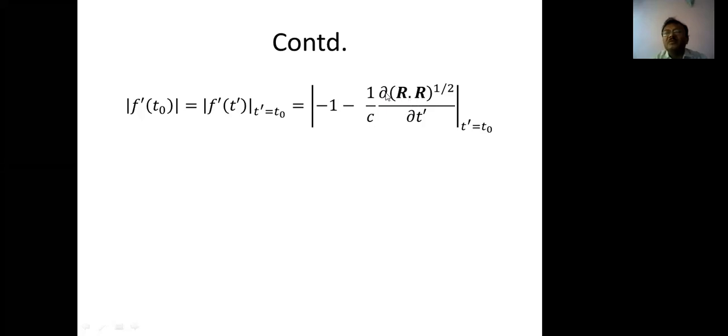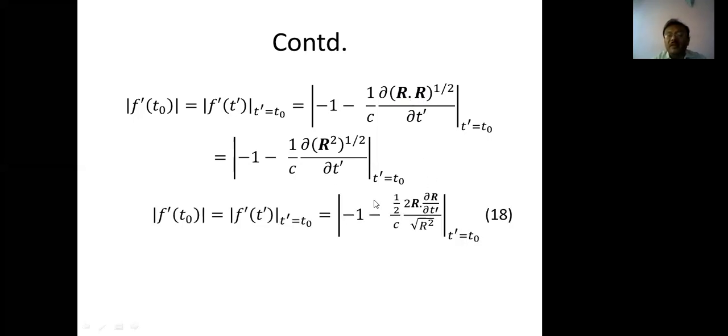And next is to take the differentiation of this argument, that is dou by dou t prime of r dot r, and that is vector r square or scalar r square, that doesn't matter. So dou by dou t prime of this vector r square will be 2 vector r dot dou vector r by dou t prime, as we have here. So this is the same thing as that. The next step is this -1, and the 1 by 2, and the 1 by c is right there, and when you differentiate this one, that will be 2 r dot dou r by dou t prime, and one of the factors is 1 by this capital R square, which is nothing but 1 by r.